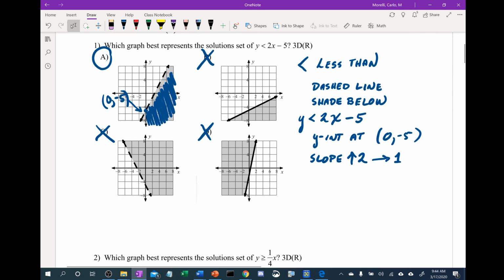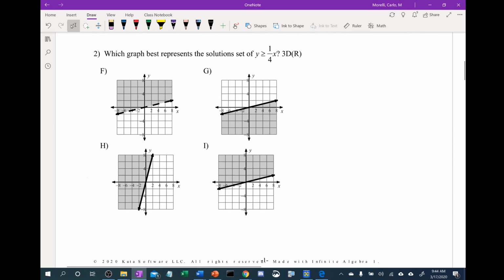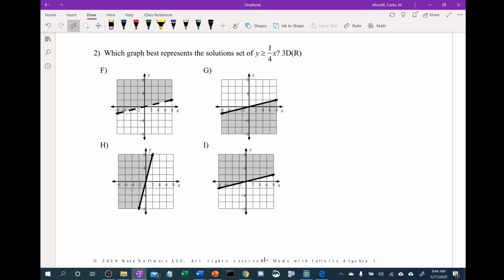All right, moving on. Which graph best represents the solution set of y, 1/4 x? Okay, so I keep kind of muffling what the symbol means because I want you, the learner, to tell me what this symbol means. This is extremely important. You have to be able to identify this symbol.